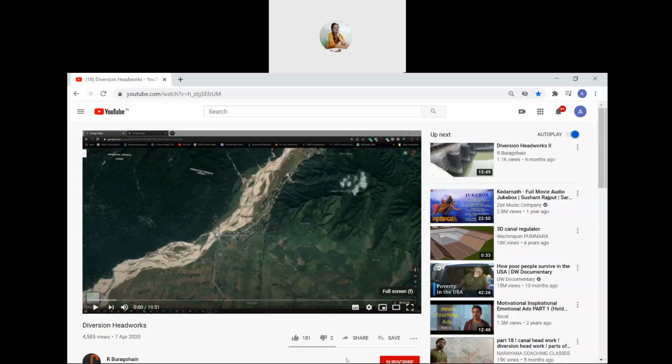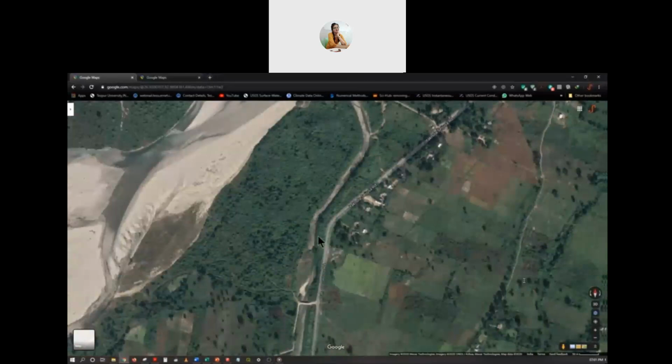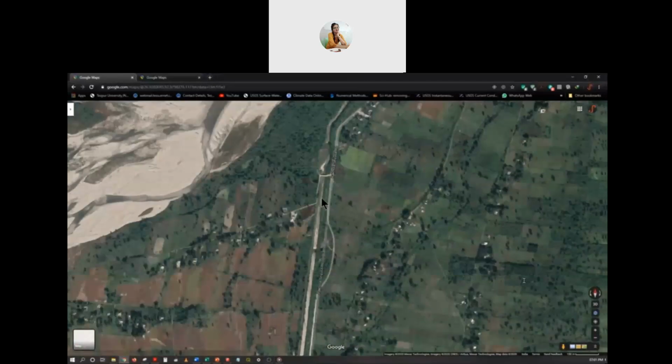Let's look at the components. This is a barrier across the river. As you can see, this is the river and this is a small barrier. It raises the water level, and as the water level rises, it can be diverted across the banks to a canal. So this is the canal. Through this canal, water is supplied to the nearby agricultural fields. You see, this canal is coming like this, and from this, different branches are shooting off to the irrigation fields, the agricultural fields.